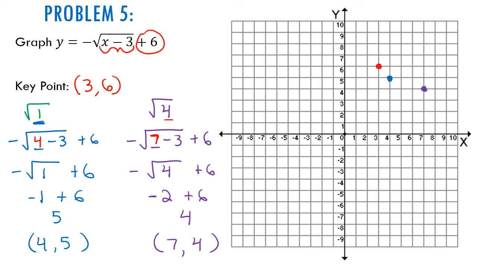And so now I just go ahead, start at the key point, and then connect the dots, making it curve towards the right. And once again, the graph should be upside down because I had a negative sign in front of the problem.